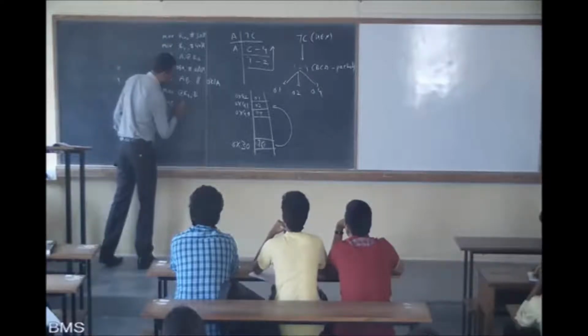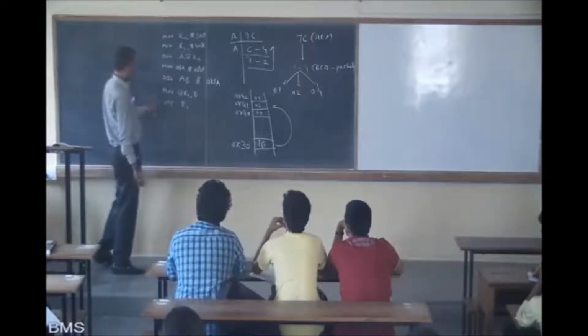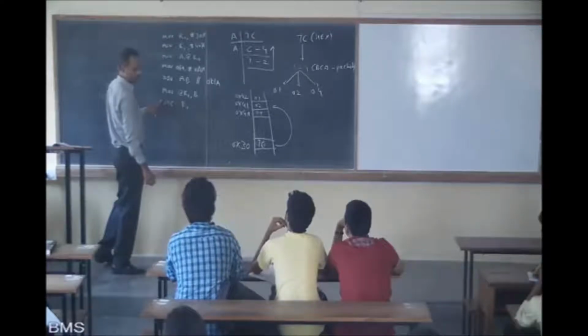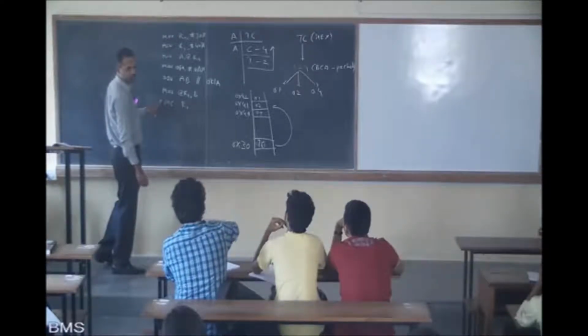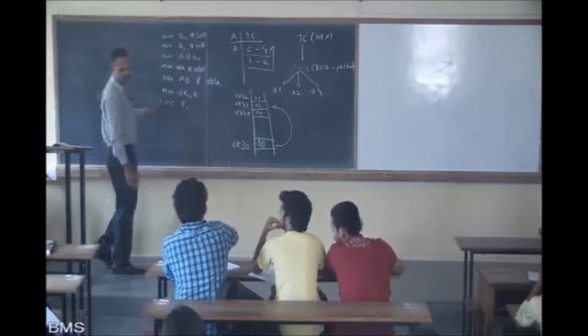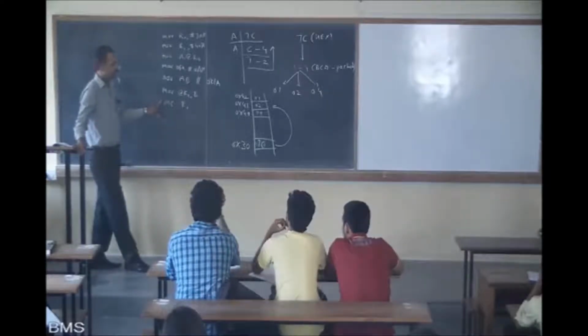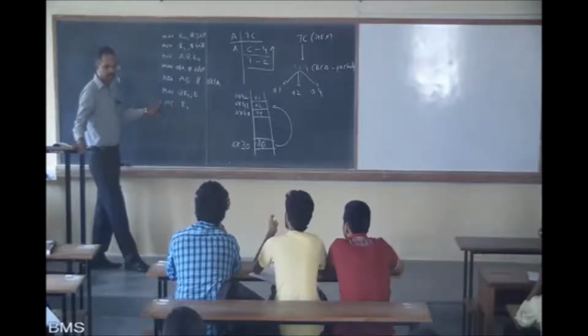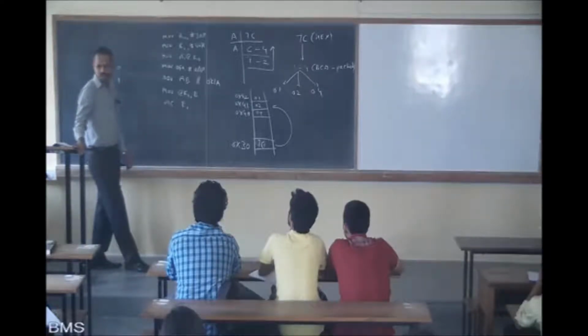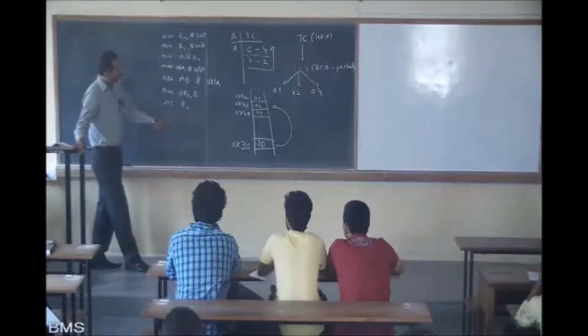Increment R1, then the question should be, yes, DJNZ. That decrements A by 1. JNZ is what? Then if A is not 0, then it will go to what?